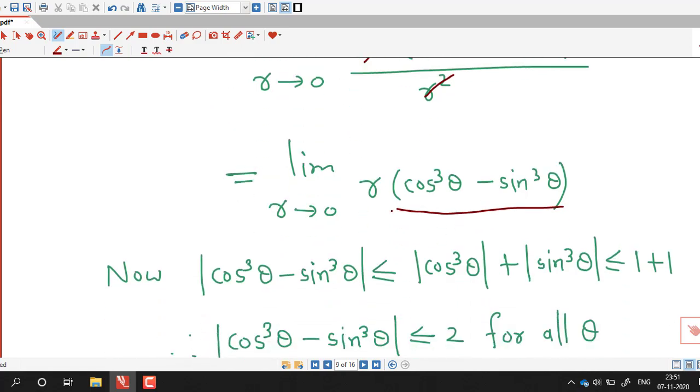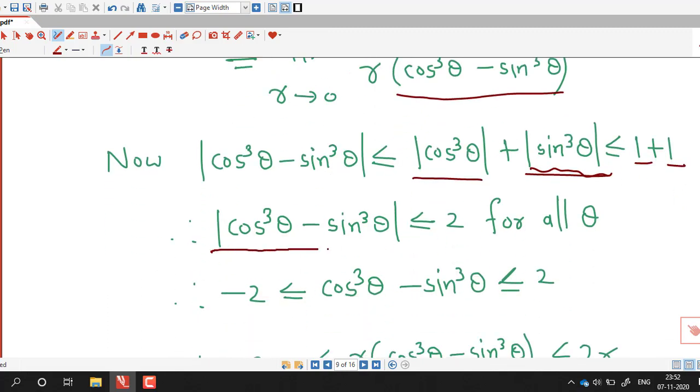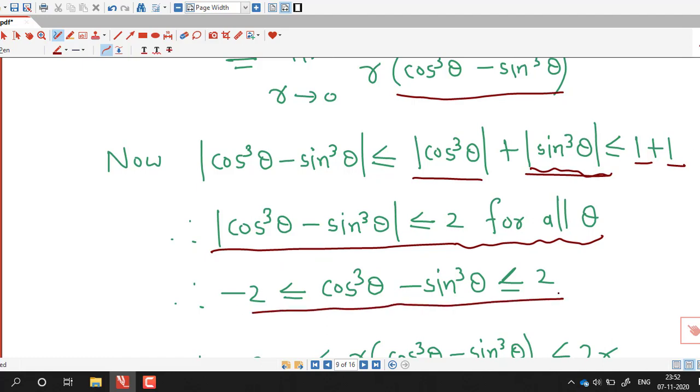Now as we know that absolute value of cos cube theta minus sin cube theta is less than or equal to absolute value of cos cube theta plus absolute value of sin cube theta. And absolute value of cos cube theta is always less than or equal to 1. Same thing for this, which is also less than or equal to 1. So we obtain that absolute value of cos cube theta minus sin cube theta is less than or equal to 1 plus 1, that is 2, for all theta. And this we can rewrite as minus 2 less than or equal to cos cube theta minus sin cube theta less than or equal to 2.